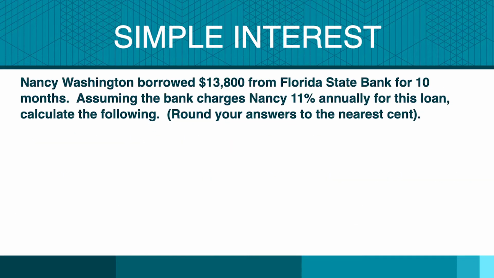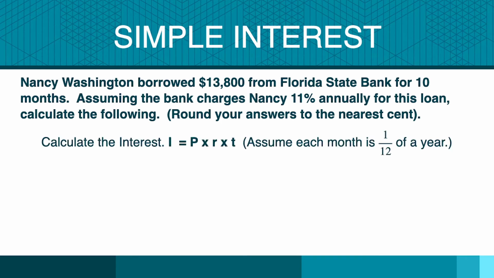Take a moment to read the following word problem. Replace each term in the simple interest formula with the values from the problem. The $13,800 is the principal amount, or P. The 10 months is the term of the loan, or T, and 11% is the interest rate amount, or R.